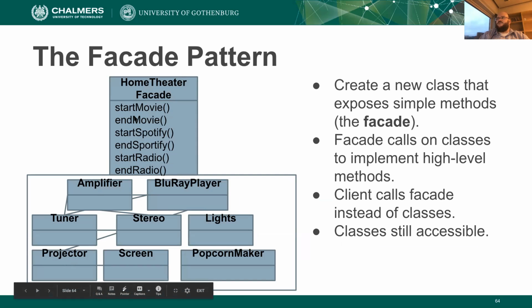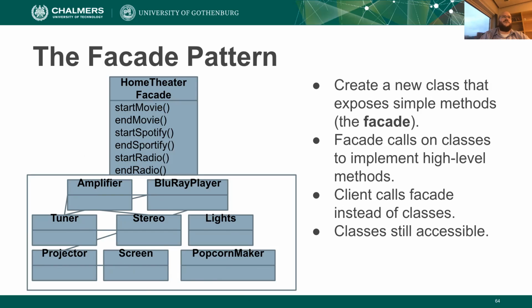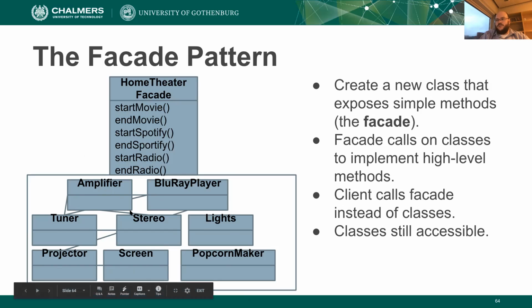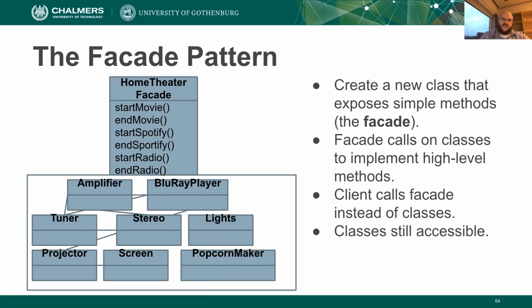So for instance, we might have an interface for starting and ending playback of a movie, and it talks to our Blu-ray player, to our sound amplifier, to our projectors, our screen, our lights, and our stereo to perform the task of playing a movie without you having to work with those individual objects on a more complex level. Right? The client works with the facade, it calls the facade and its simple methods instead of those classes, simplifying interactions. Those classes, however, are still accessible. We can still work with them if we have complex tasks we need to perform, but it gives us a simplified means of working with those classes as well to perform common tasks.